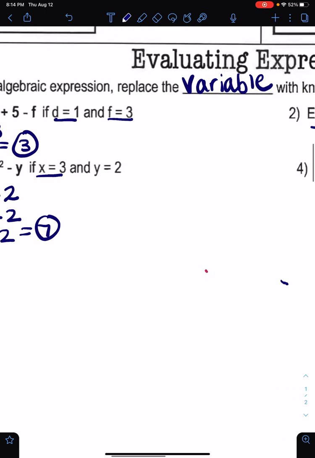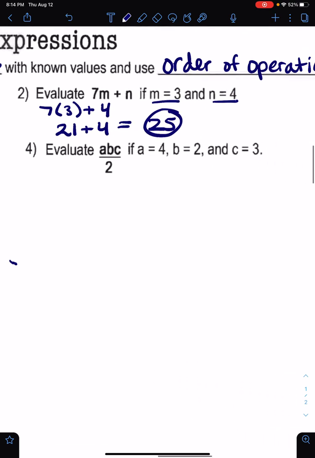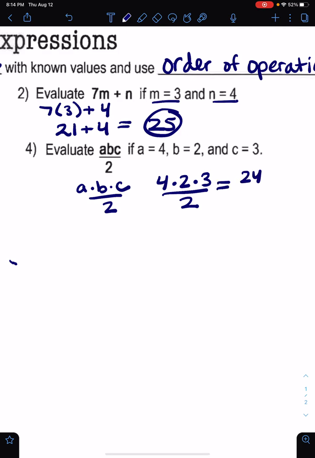And last but not least on these notes here, we have ABC over 2. So remember, that's like A times B times C. We don't have to put the symbol in there. So A is 4, B is 2, C is 3, and then we're going to divide by 2. So 4 times 2 is 8, and 8 times 3 is 24, and then 24 divided by 2 is 12.